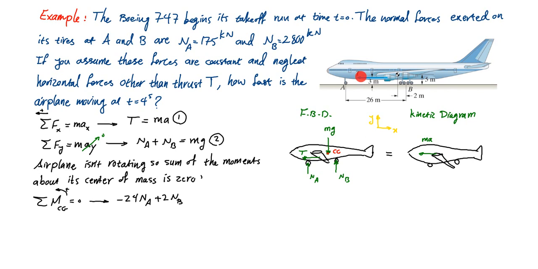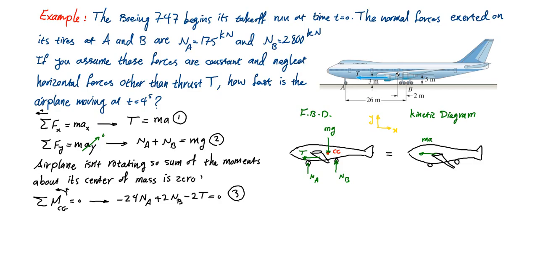And then I have thrust. Thrust, based on the dimensions we see here, well, this is 3 meters, this is 5 meters, 5 minus 3 is 2 meters. So thrust is 2 meters below the center of gravity. So T times 2, and it's creating a moment in clockwise direction, so that would be negative. So this becomes minus 2T is equal to 0. That would be the third equation.